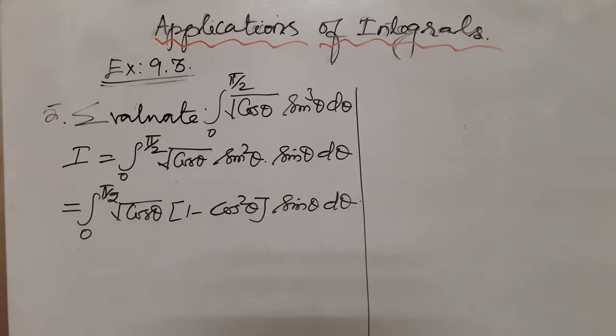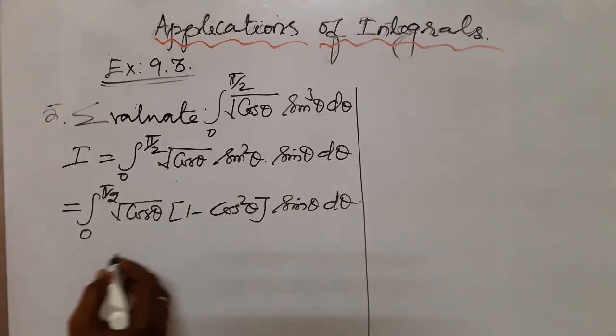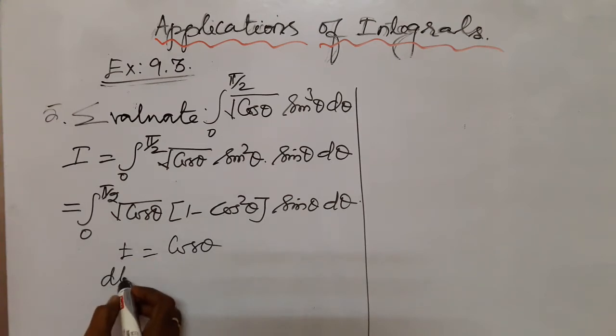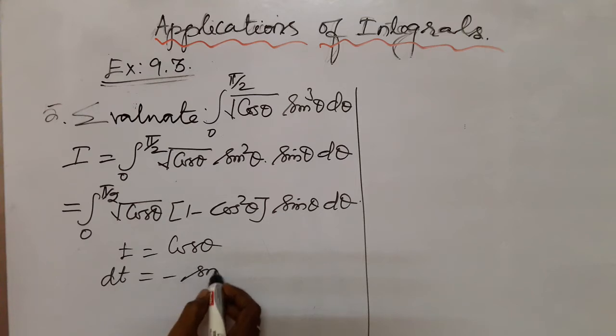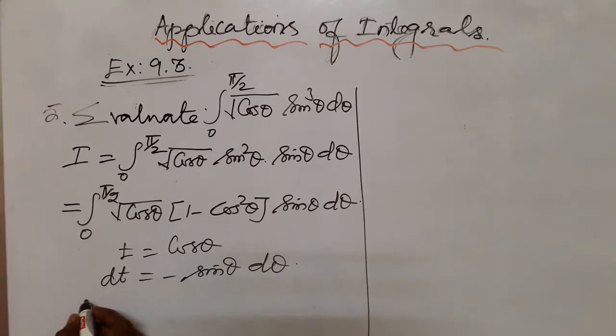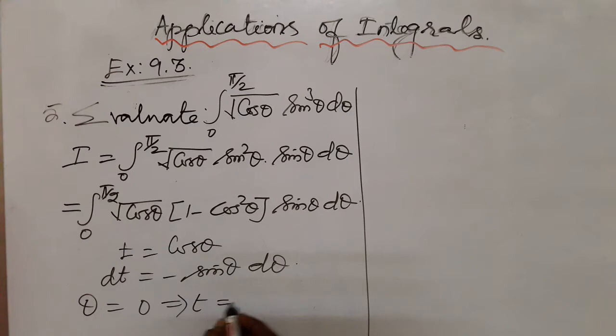So why do we need cos square theta? Because inside the root you have cos theta. So I am taking let t equal to cos theta. What will happen? The differentiation will be minus sin theta d theta, right? So when theta tends to 0, your t equals cos 0, that is equal to 1.